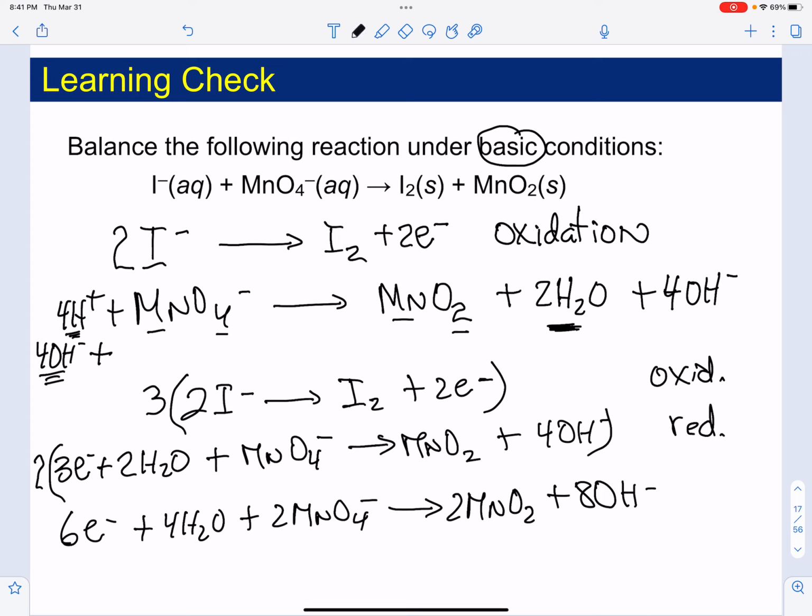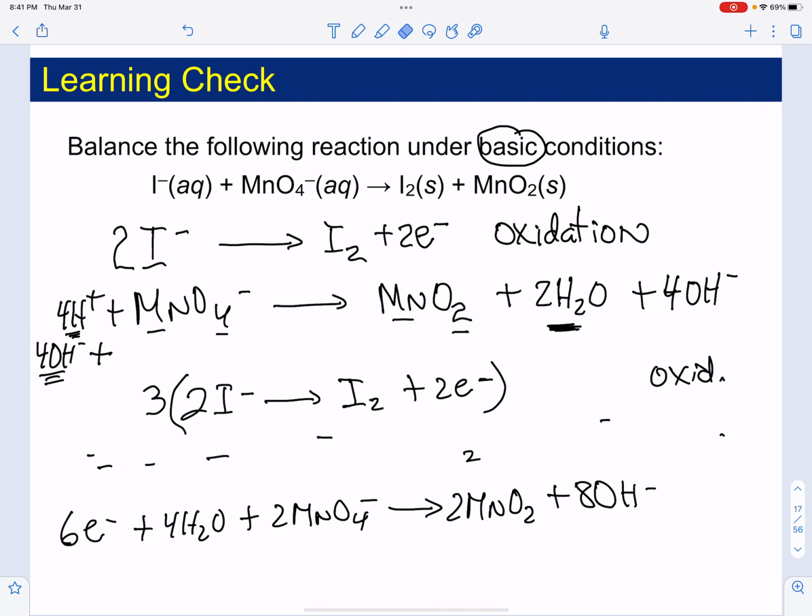And then the other one, we said that we were going to multiply by 3. So we're going to get 6 iodides producing 3 iodines plus 6 electrons. So 6 iodine on the left side, 6 iodine on the right side, negative 6 on the left side, negative 6 on the right side.